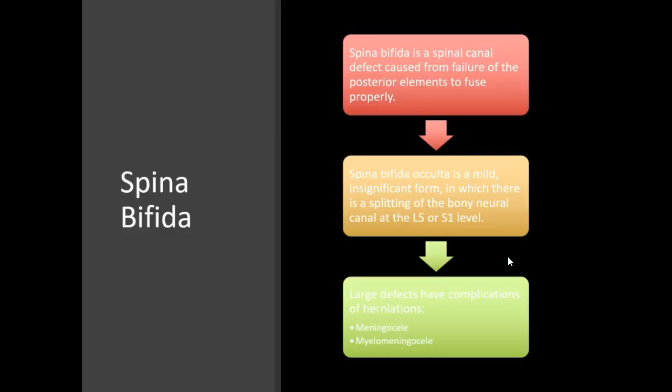And you can see it radiographically. Spina bifida is a spinal canal defect, and it's caused from failure of the posterior elements. And spina bifida occulta is a mild, insignificant form in which there is a splitting of the bony neural canal at L5-S1. Large defects have complications of hernias, so there's meningocele and myelomeningocele.